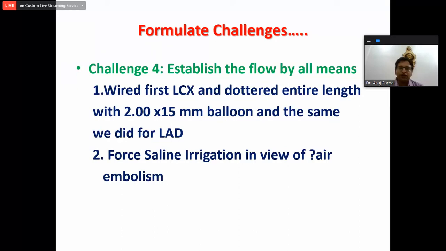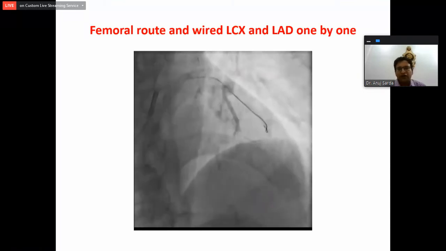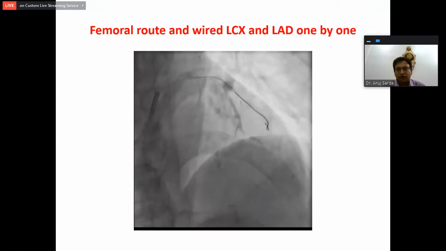So first, I wired the circumflex and dotted the entire length with a 2x15 balloon, because that is a non-infarct related vessel. After that, I did the same with the same wire and same balloon for the LAD. And in view of suspicion of air embolism, we also took advantage of the forceful line irrigation technique. So this is the picture in between the CPR.